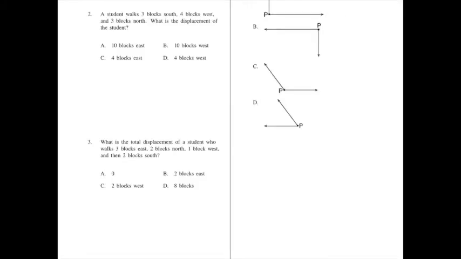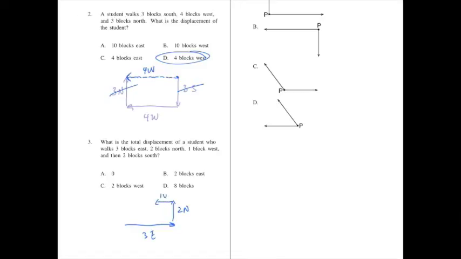All right, number 2, a student walks 3 blocks south, 4 blocks west, and 3 blocks north. What is the displacement of the student? So if we draw this out, 3 south, 4 west, 3 north, the north and south cross out, and you're left with 4 west. Number 3 is a similar type of question. Draw it out. And you should get 2 blocks east.